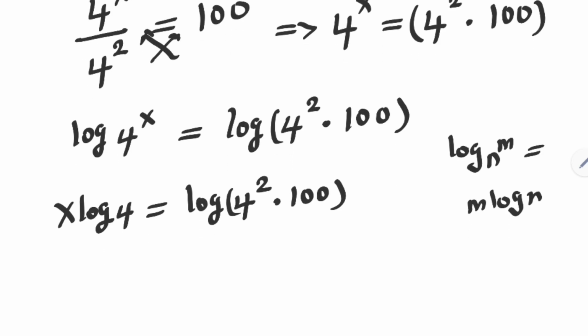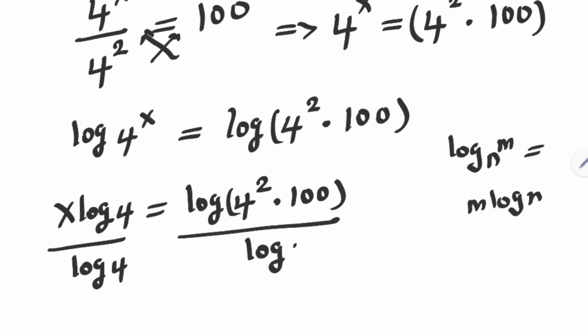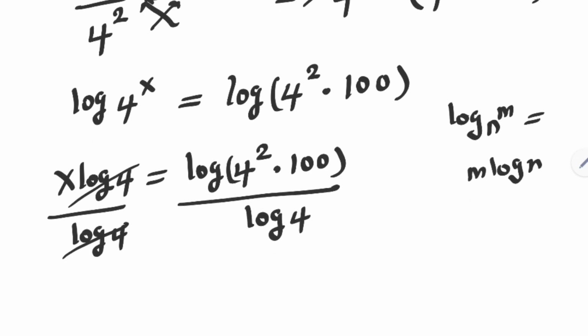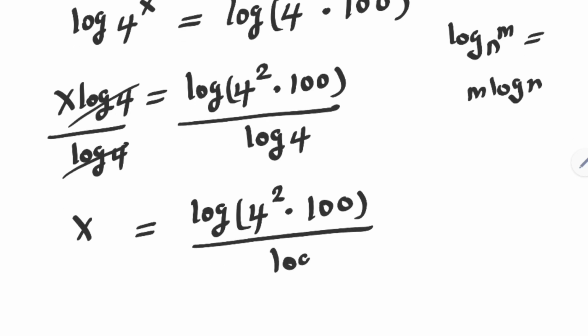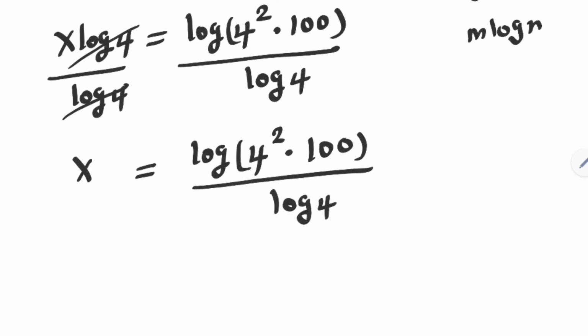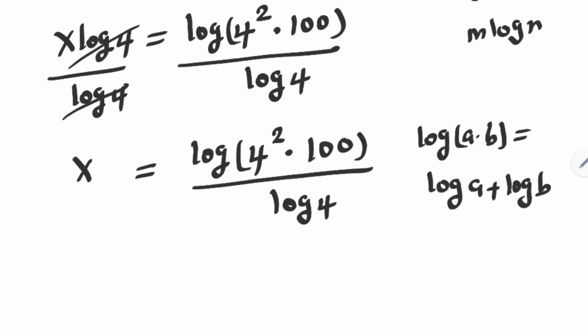Now let us divide the whole of this equation by log 4. This divided by log 4 and this divided by log 4. Log 4 cancels log 4 here. s is equal to log 4 square multiplied by 100 divided by log 4. Then if you have log a multiplied by b, this is equal to log a plus log b.